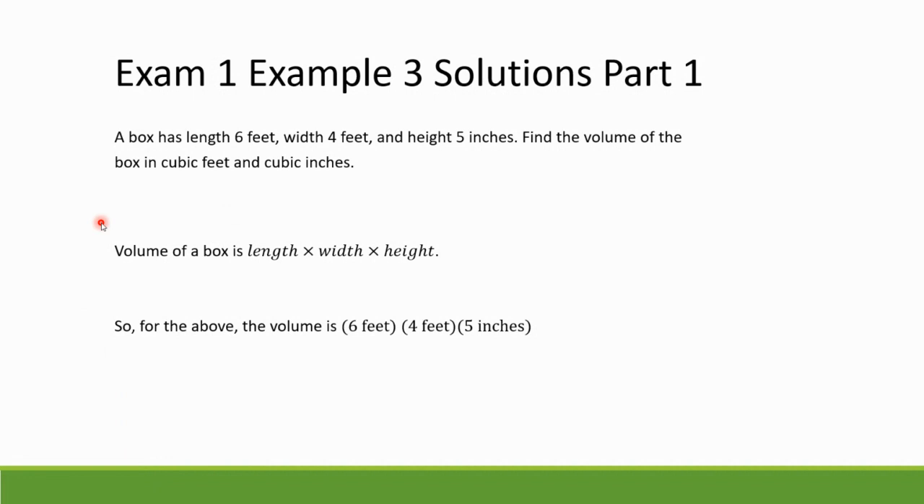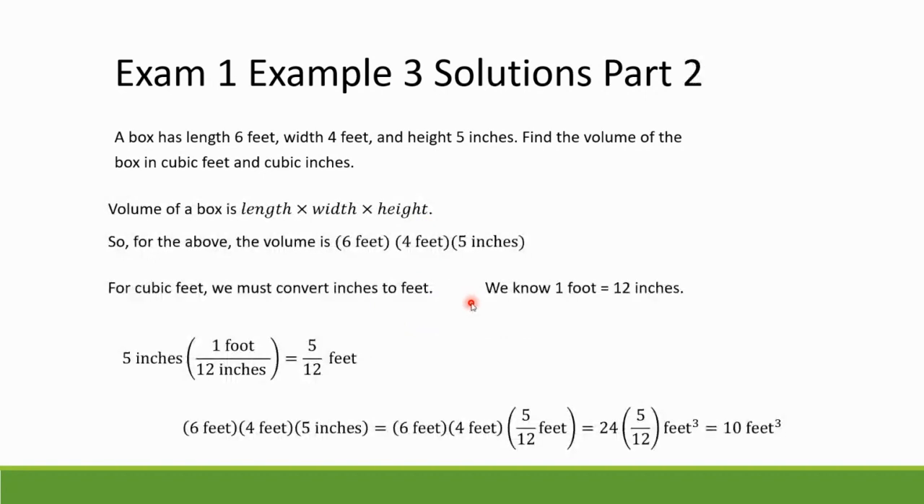All right, the volume of the box. Well, we have the length and the width, and we have the height. So really then, what is the volume? Well, without actually carrying out the multiplication, we have 6 feet times 4 feet times 5 inches. Well, let's first get the volume in cubic feet, which really means we have to convert inches to feet.